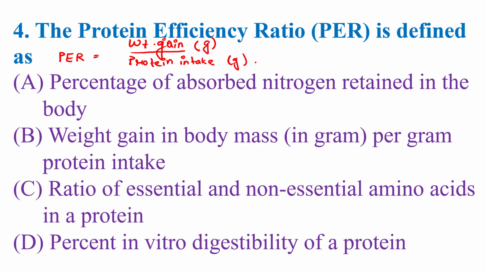So over here my correct option is B, that is weight gain in body mass in gram per gram protein intake. So the protein efficiency ratio basically focuses on weight gain per gram of the protein which is consumed, not on the nitrogen balance or the amino acid residues. And option number A, that is percentage of absorbed nitrogen which is retained in the body, basically describes the net protein utilization, that is NPU.